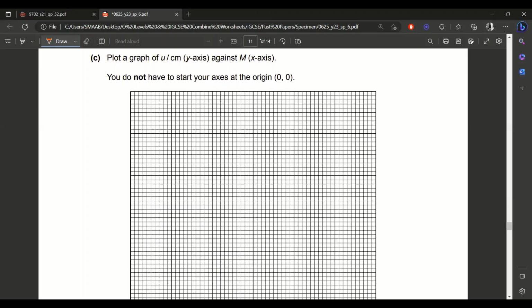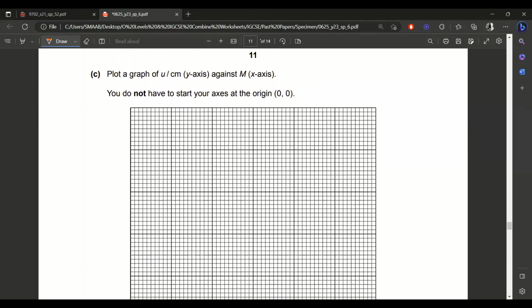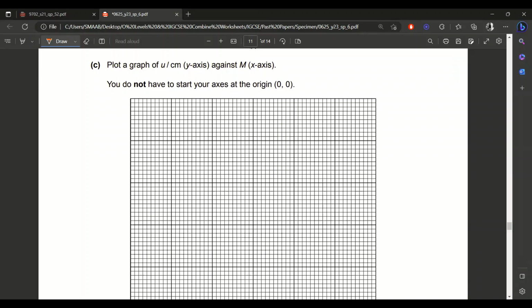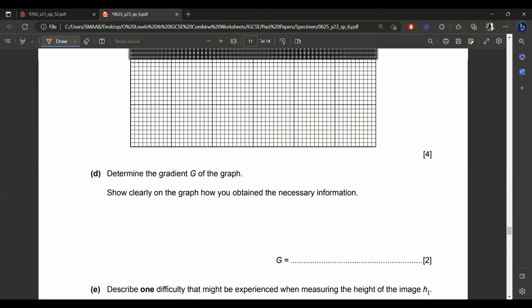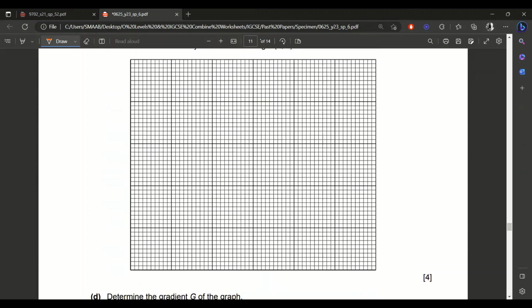Okay. Now we have a part on the graph. Plot a graph of u in centimeters against m. You don't have to start your axis at the origin. Because the graph is not very big over here, it is not compulsory for you to start from zero. But it's up to you. If you want to start from zero, it's up to you. Otherwise, if you want to start from one, two, or any other specific value, you may start from there also, right?